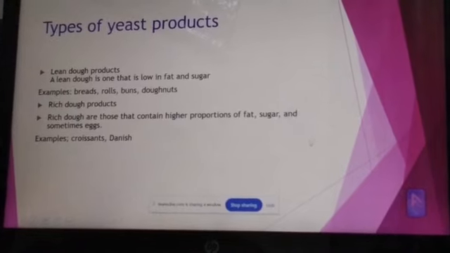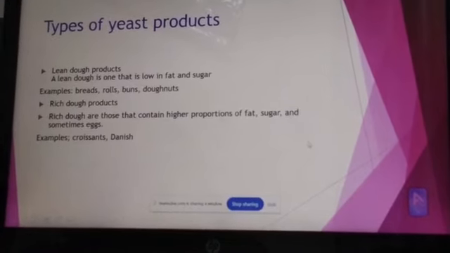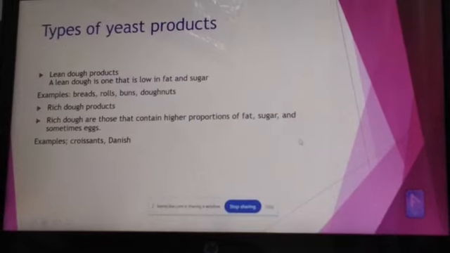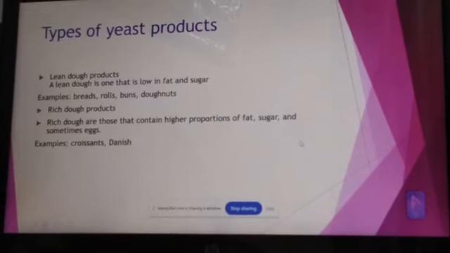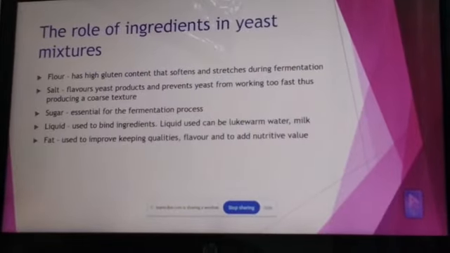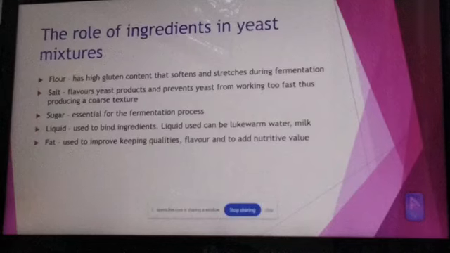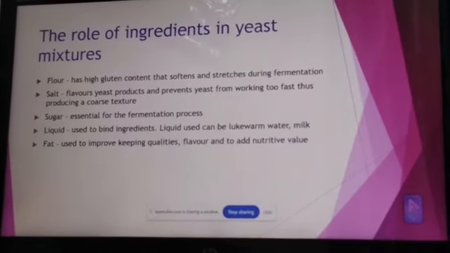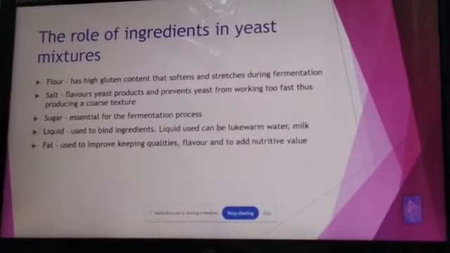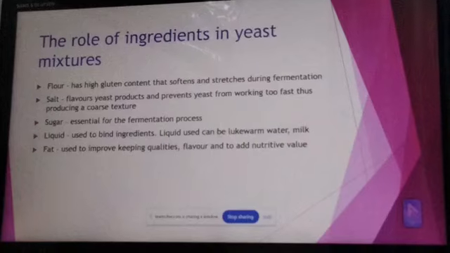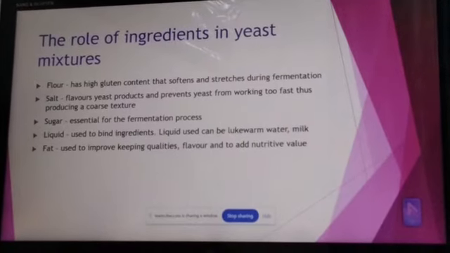For example, which are these products that are made using this rich dough? We have croissants and Danish pastries. Of course, let us look at the role of ingredients in yeast mixtures. We have 5 ingredients that are a must for us to have the yeast dough.